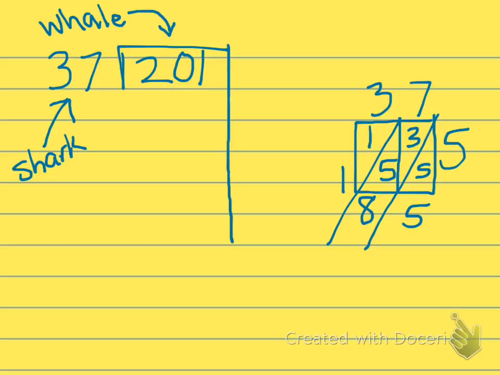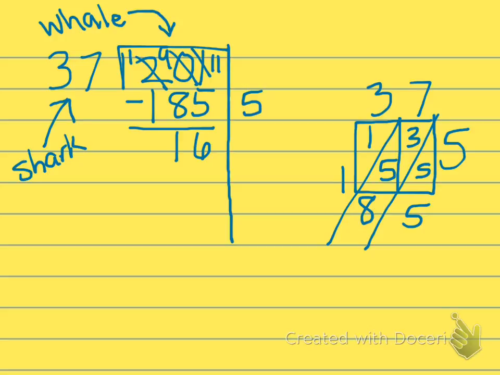Is 185 smaller than 201? Sure is. Let's put 5 here. And then we put our difference, and we're going to subtract. Prep our workstation. Now we're ready to subtract. 11 minus 5 is 6. 9 minus 8 is 1. And of course 1 minus 1 is 0. So we're left with 16.